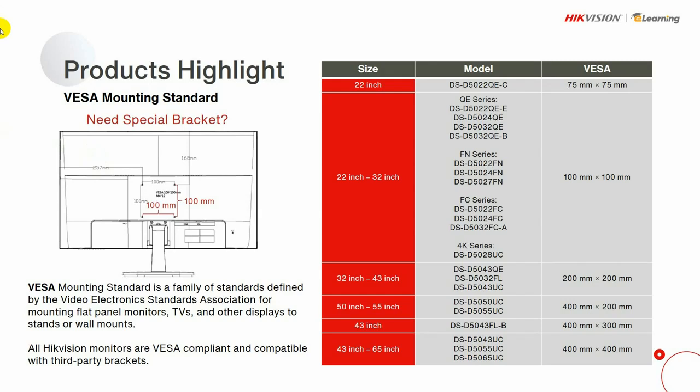And our product supports the VESA mounting standard. What does it mean? If you need third-party brackets, it will be much easier for you if you have a monitor with the VESA mounting standard. VESA is a family of standards defined by the Video Electronics Standards Association for mounting flat panel monitors, TVs for example, and other display tool stands or wall mounts. On the right is a table of our Hikvision monitors with different VESA standards. You can take it as a reference.